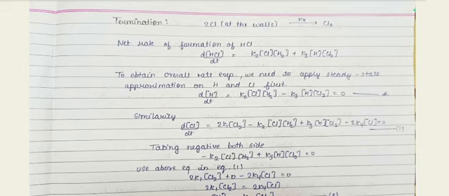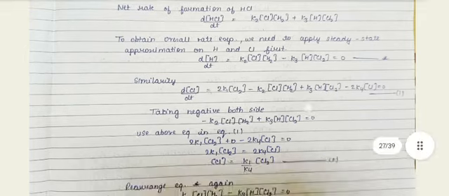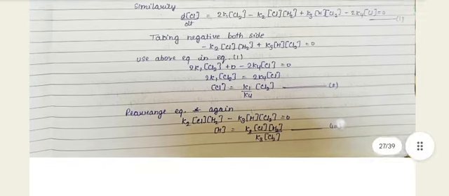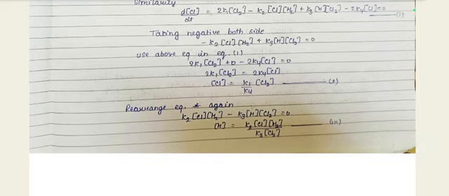To obtain the overall rate, we need to apply the steady state approximation on H and Cl. First, d[H]/dt = k2[Cl][H2] - k3[H][Cl2] = 0. Similarly, d[Cl]/dt = 2k1[Cl2] - k2[Cl][H2] + k3[H][Cl2] - 2k4[Cl]^2 = 0. Taking the negative on both sides, -k2[Cl][H2] + k3[H][Cl2] = 0. Use this in the Cl equation: 2k1[Cl2] + 0 - 2k4[Cl]^2 = 0, so 2k1[Cl2] = 2k4[Cl]^2, and [Cl] = (k1/k4)^(1/2)[Cl2]^(1/2).